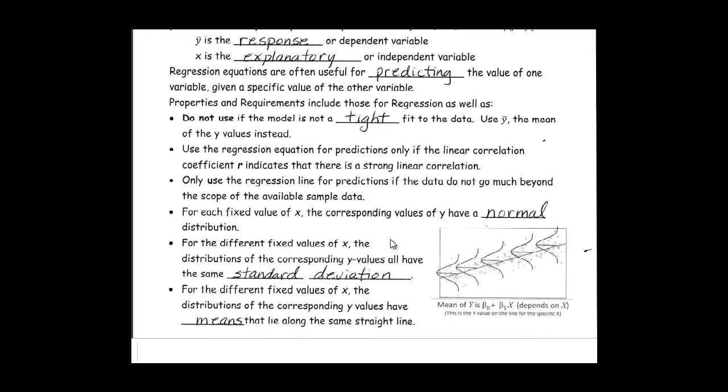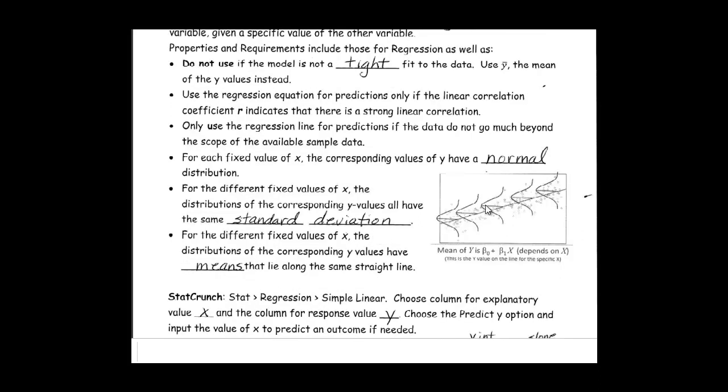For each fixed value of x, the corresponding y values have a normal distribution, and that's what this picture is trying to depict. I want to talk about these last couple of steps, and then I'll go back to this picture. For different fixed values of x, the distributions of the corresponding y values all have the same standard deviation. That's where you get this normal distribution.